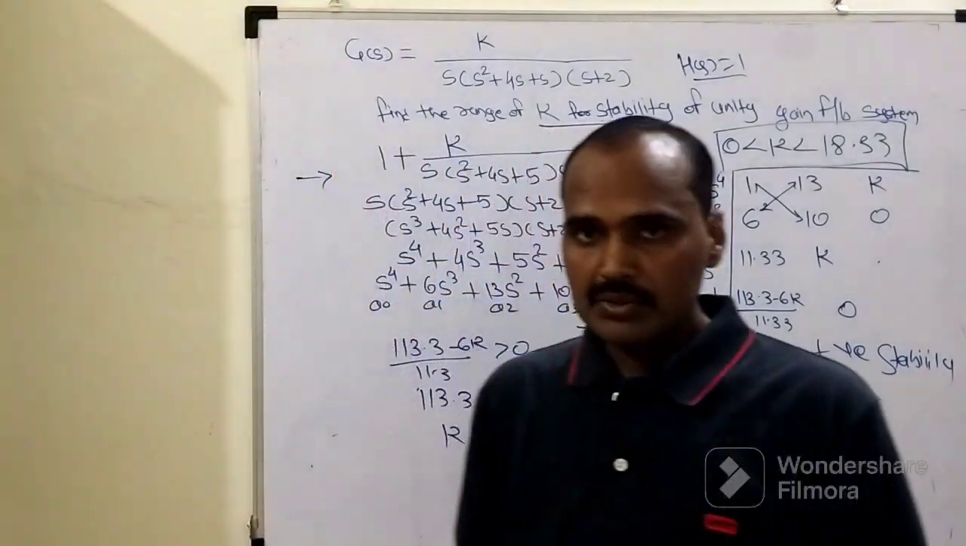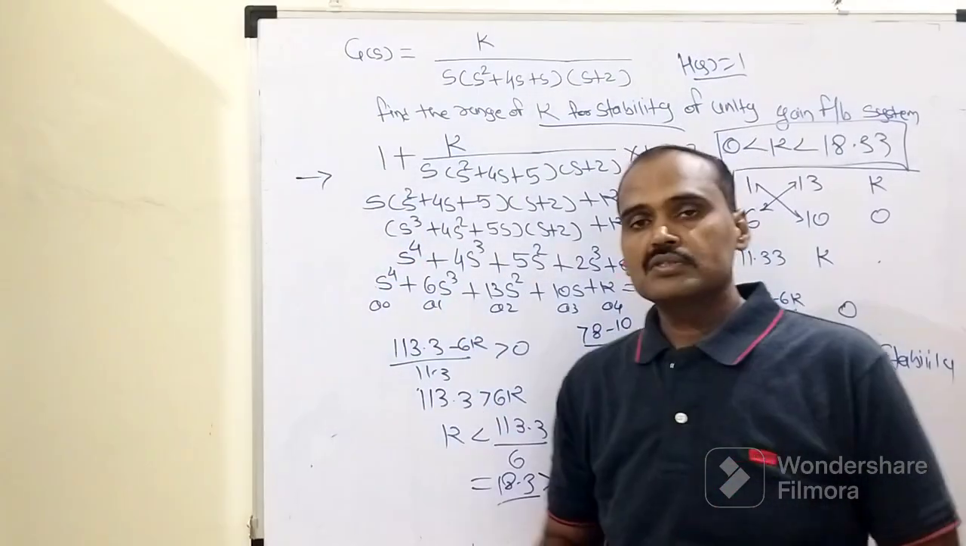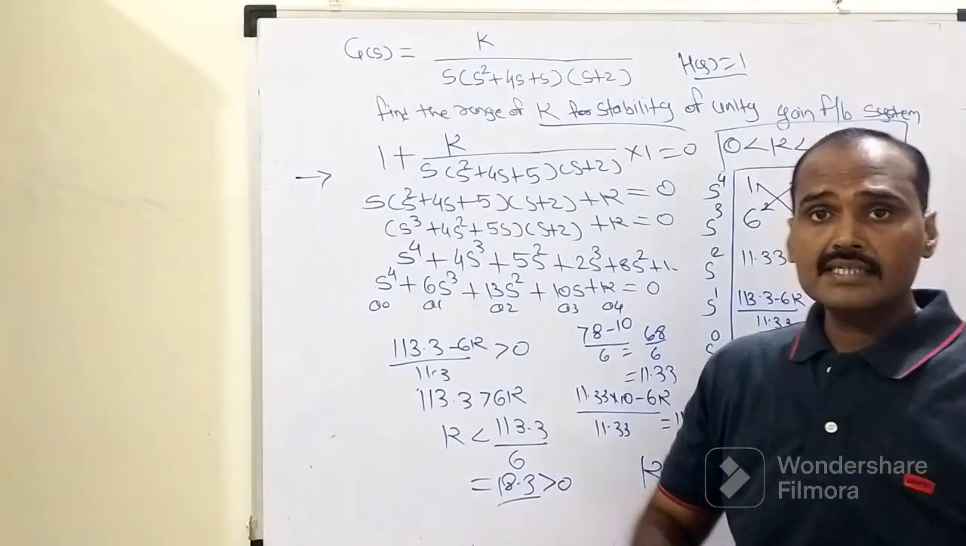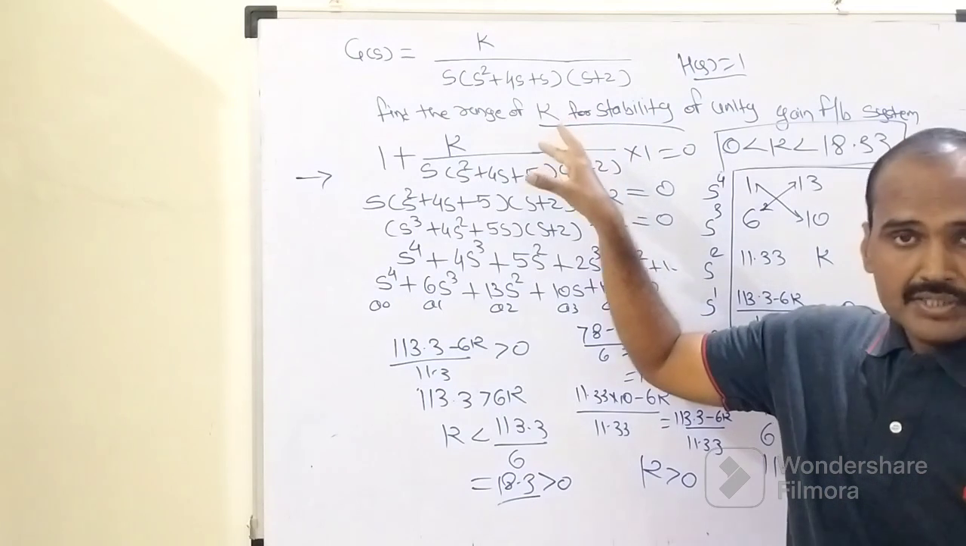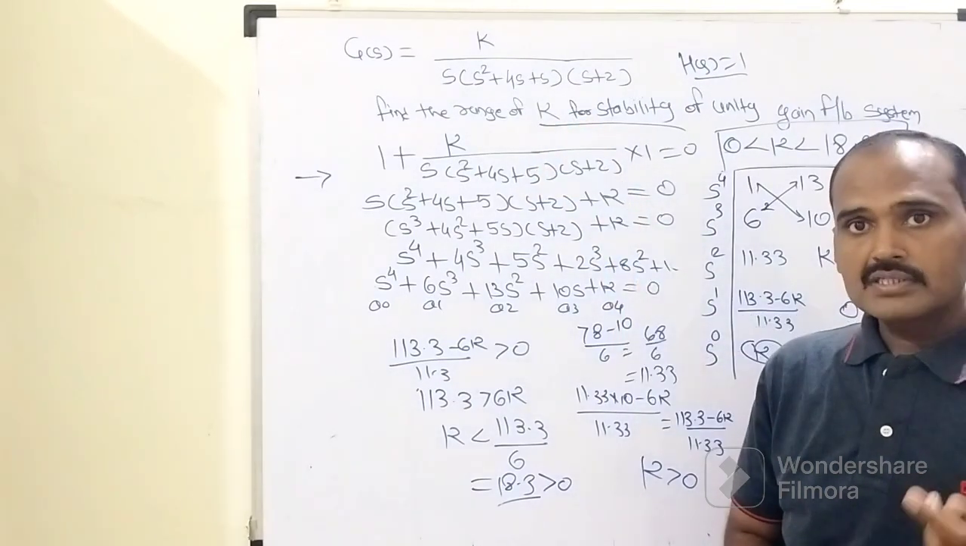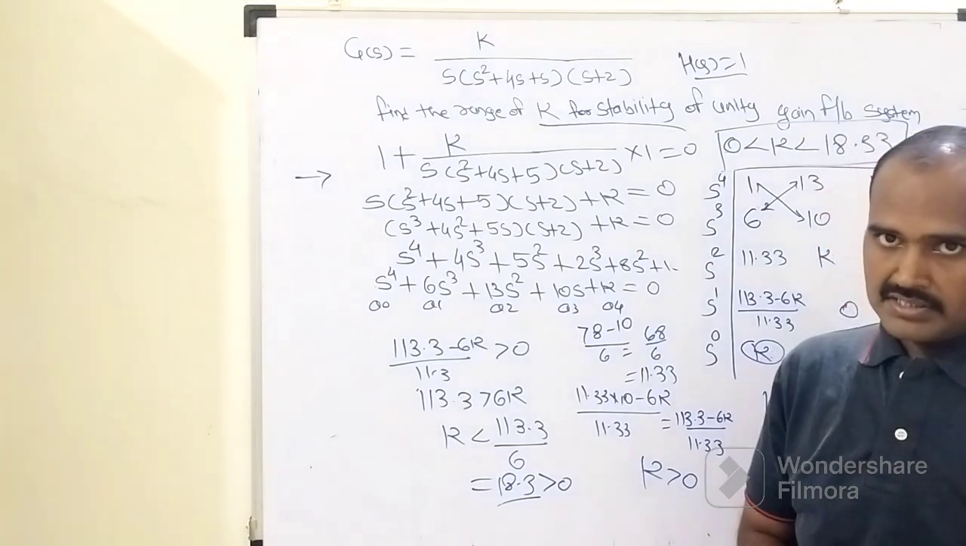So I just hope you have understood all these things belonging to the Routh stability criteria, how it is applicable in such cases where we are supposed to determine the value of the unknown variable K for the stability of that system.